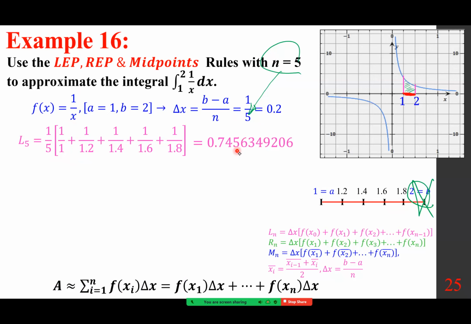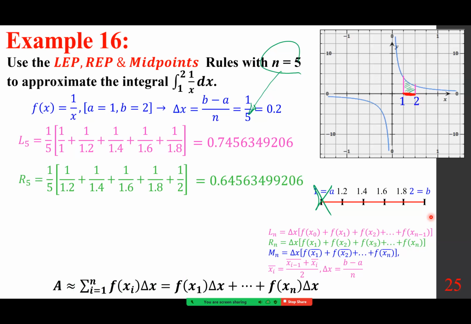Now for the right endpoints, let me clean this part. For the right endpoints, you are not going to use A. So you're going to write exactly the same thing, 1 over 5 times f of 1.2 plus f of 1.4 plus f of 1.6, and so forth. So 1 over 1.2 plus 1 over 1.4 all the way to the last. And again, use a calculator to come up with the answer.